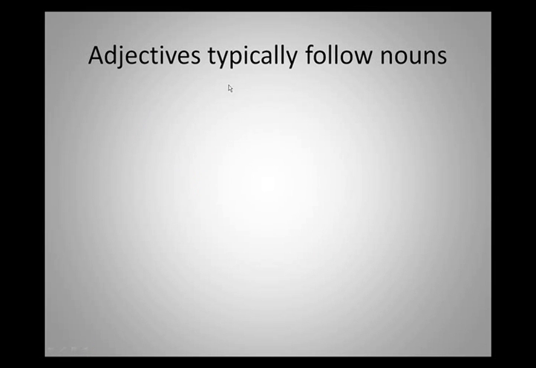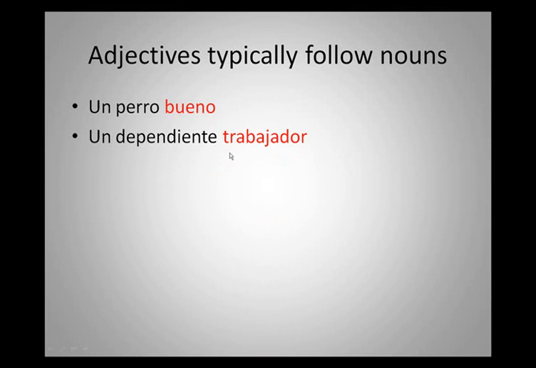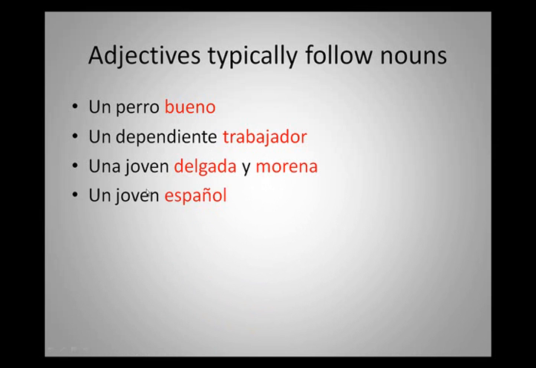So as we said before, though, adjectives will typically follow the nouns they modify, whether they end in an O or an os or an a or as, or end in a consonant or end in a vowel. Here's a good example. Un perro bueno. Un dependiente trabajador. So a hard-working clerk. Una joven delgada y morena. So a young gal that's thin and brunette. Un joven español, a young Spaniard.